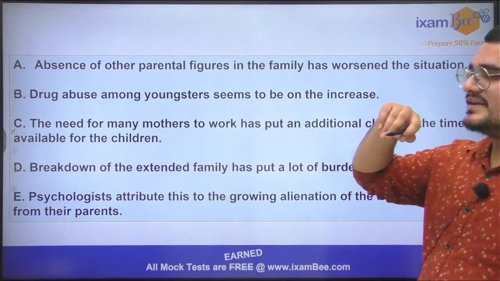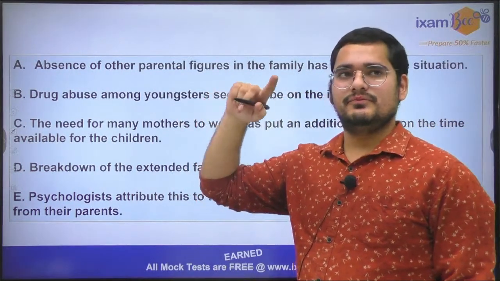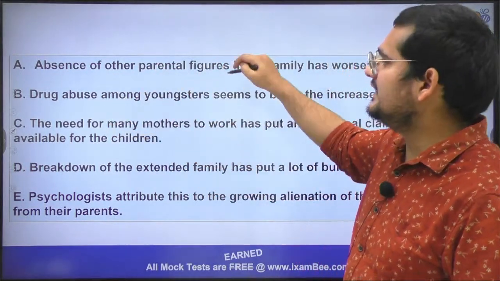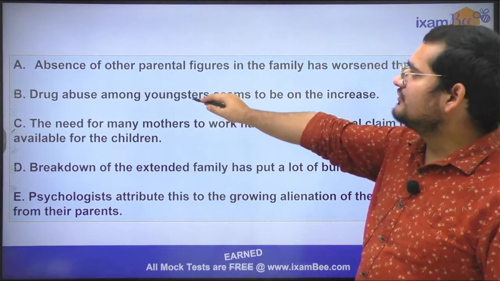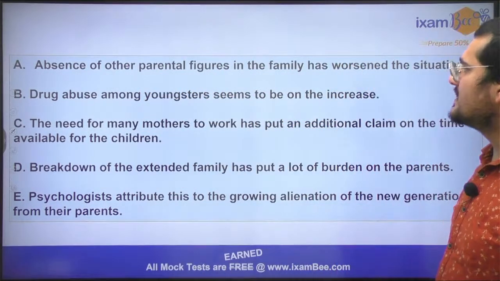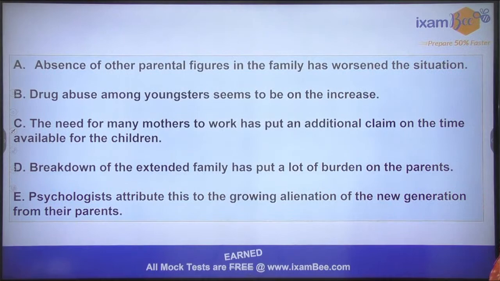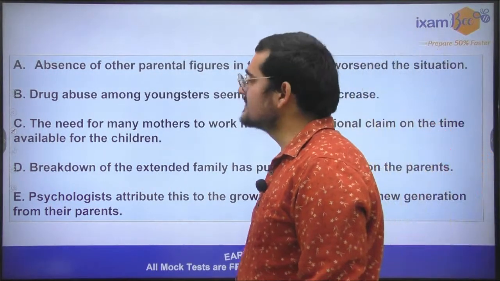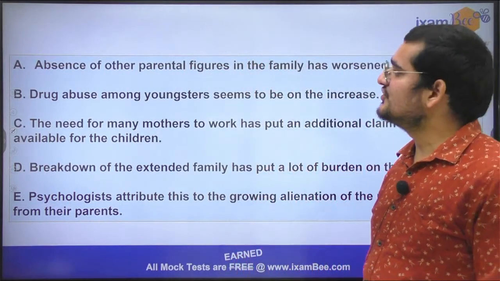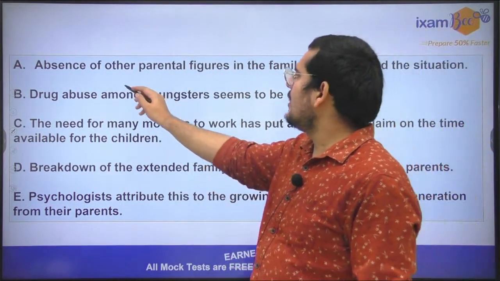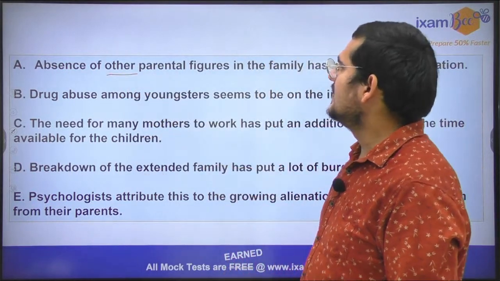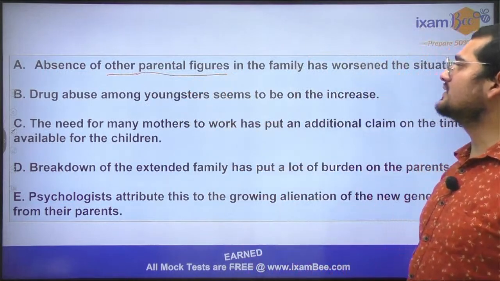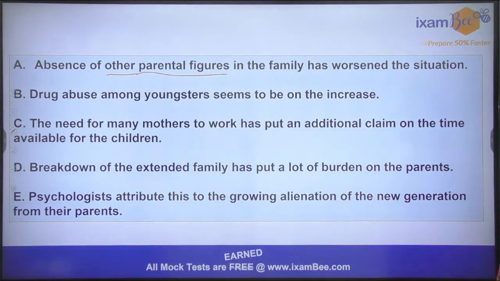Okay, first of all, let's discuss why the other sentences, except the one which has to be the first sentence, cannot be the first sentence. See, if you read the first sentence, that's A, absence of other parental figures in the family has worsened the situation. So can it be a first sentence, right? Can it be a first sentence? It can't be a first sentence. Why? Because here we get a word that's called other, right? So you see other parental figures. So what it says, absence of other parental figures in the family has worsened the situation.